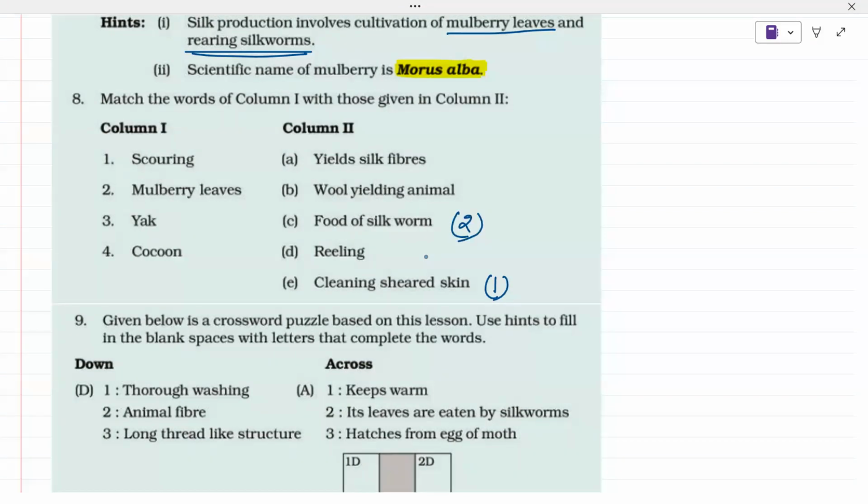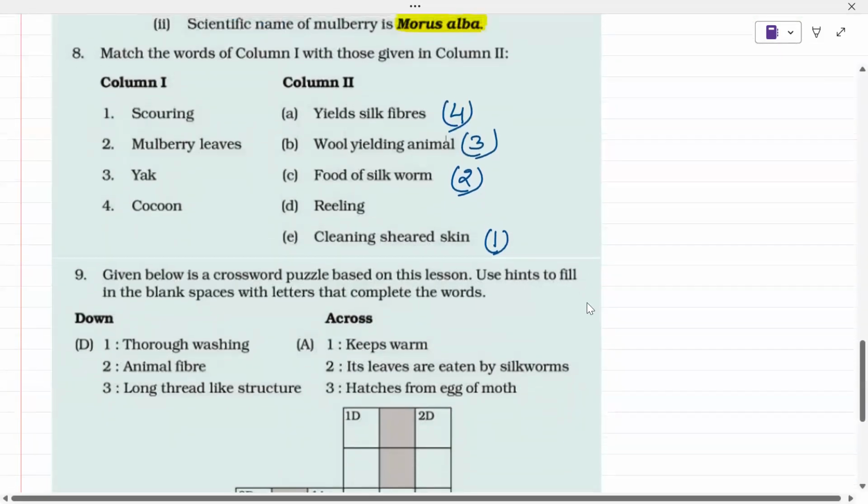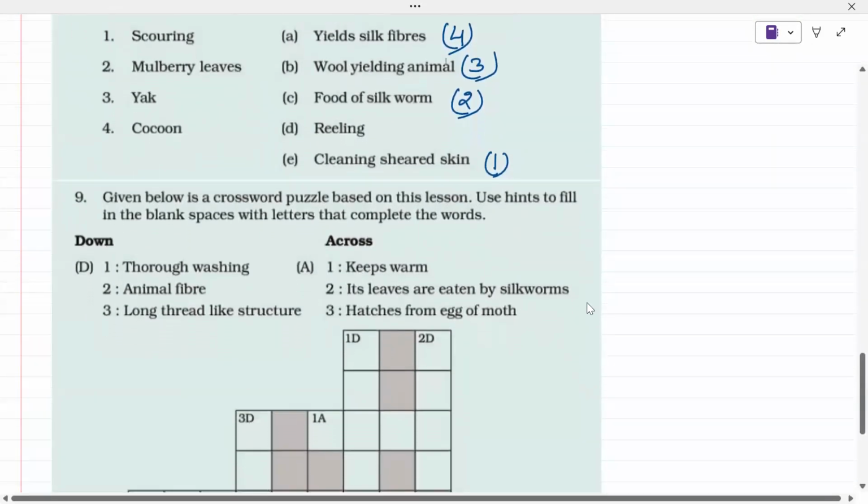Third one is yak, and we know that it is also used for getting the wool. So we can say that it is wool yielding animal. Cocoon, we know that with the help of cocoon we get silk fibers. So this will be the option for fourth one, right? So these are the correct answers.